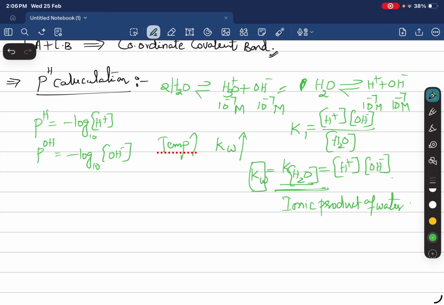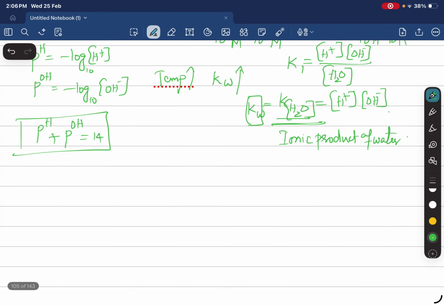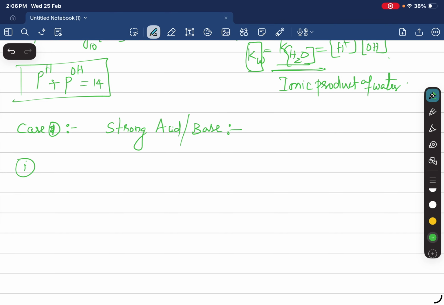How to find this? pH plus pOH equals always 14. Then here two cases are very important. Case 1: suppose a strong acid or strong base is given. Then how to do it: if the H plus ion concentration is greater than or equal to 10 power minus 6 M.